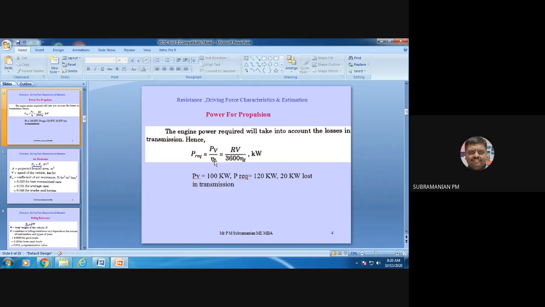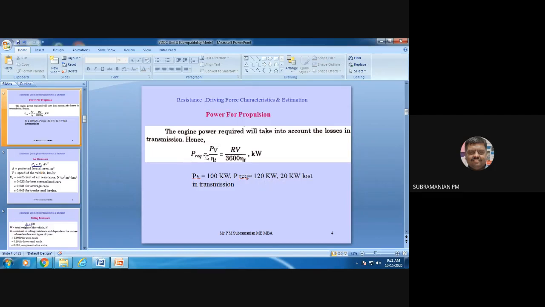If transmission losses are zero, it means no power is lost in transmission. Practically it is not possible, so transmission losses will always be there. So my required power will be greater than PV. Why? Here the transmission efficiency I'll be putting in terms of 0.2, 0.3. So PV will be getting multiplied. 100 divided by 0.2 will be getting greater than 100. It will be 120 kilowatt or some other value greater than 100.